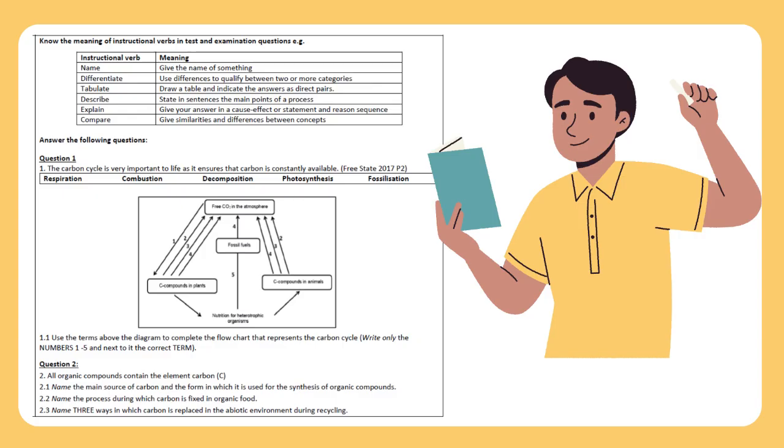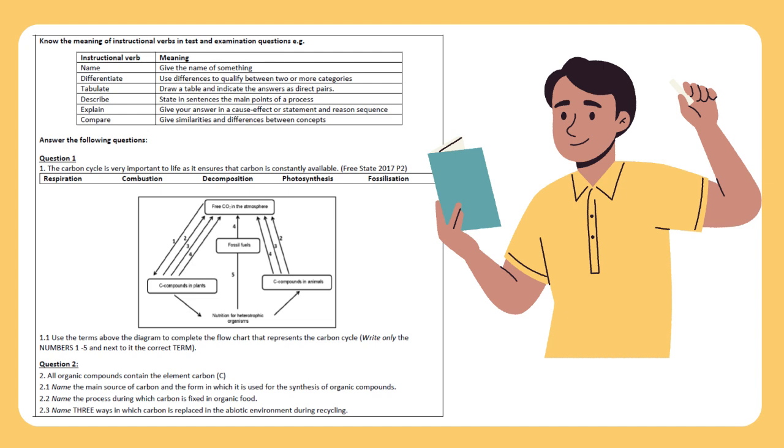Know the meaning of instructional verbs in test and examination questions, e.g. Instructional verb. Meaning. Name. Give the name of something. Differentiate. Use differences to qualify between 2 or more categories. Tabulate. Draw a table and indicate the answers as direct pairs. Describe. State in sentences the main points of a process. Explain. Give your answer in a cause-effect or statement and reason sequence. Compare. Give similarities and differences between concepts.